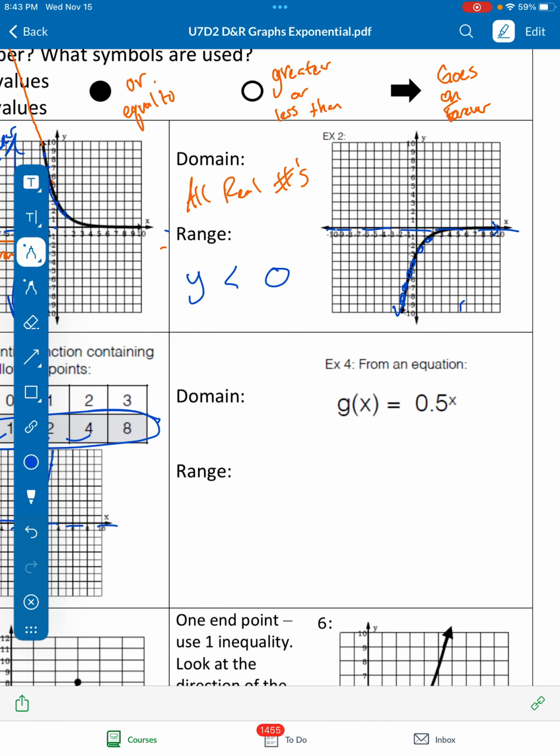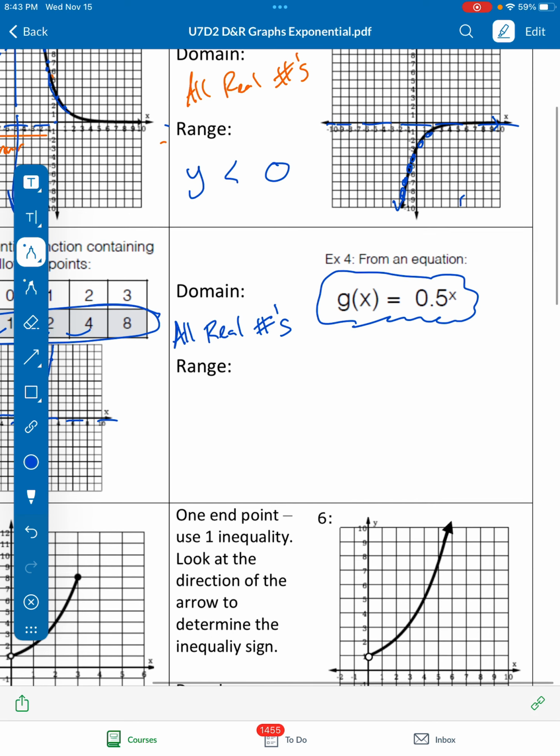For an equation, again, we're going to assume that when you graph this equation, it has arrows on it, right? So that means the domain is all real numbers. I know someone said it. Probably Gary. Gary probably said it.